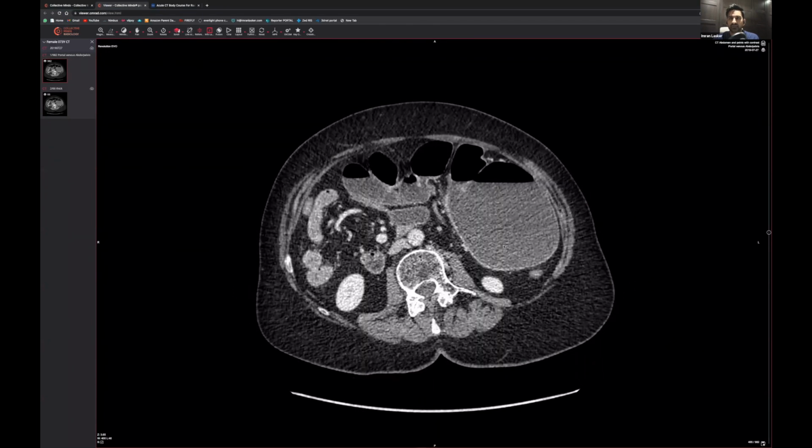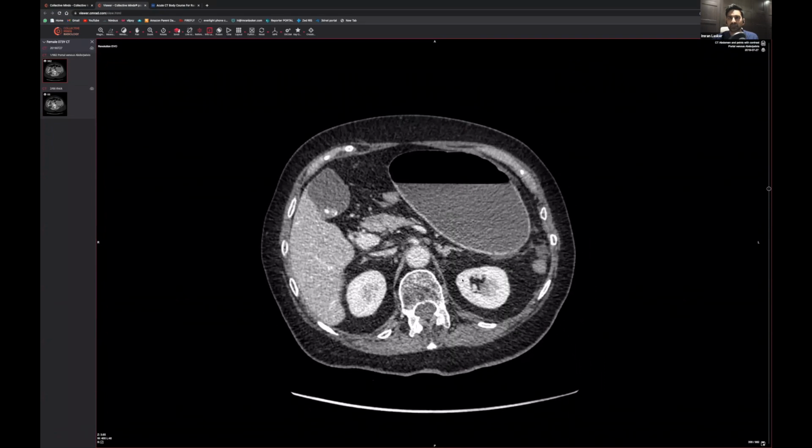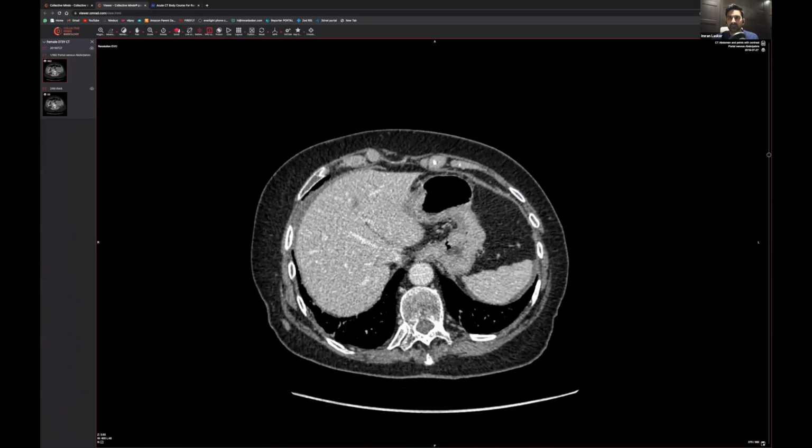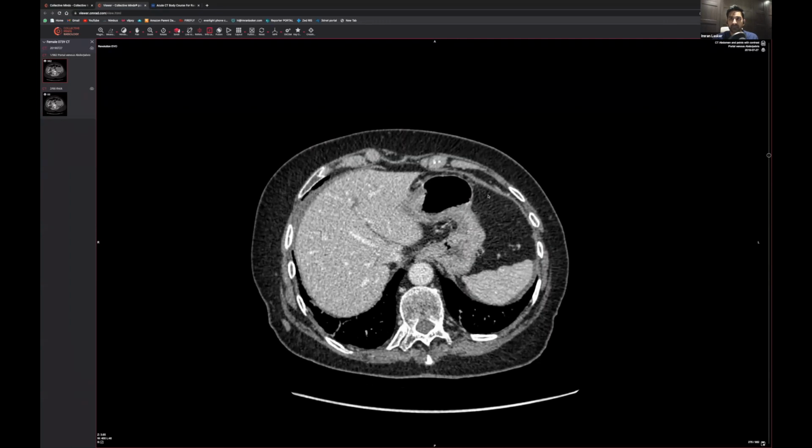So where is the stomach then? That's not the stomach. Where is the stomach? The best way to find the stomach is to go from the esophagus. So esophagus, stomach is there. So this is not the stomach at all.